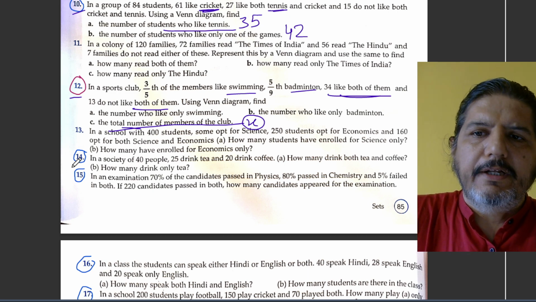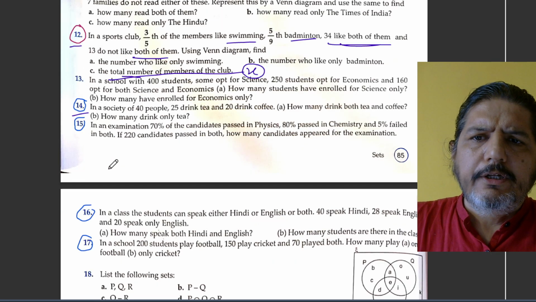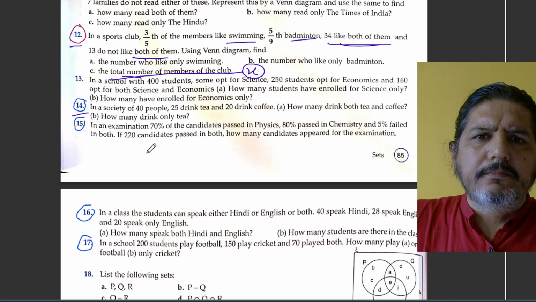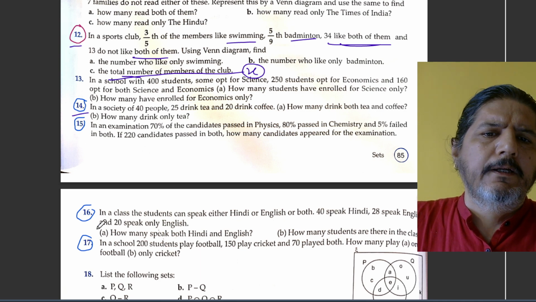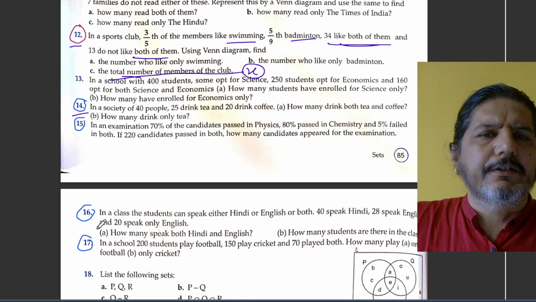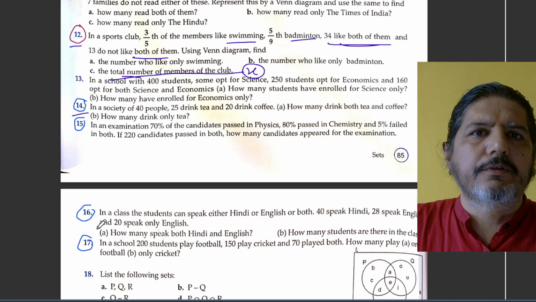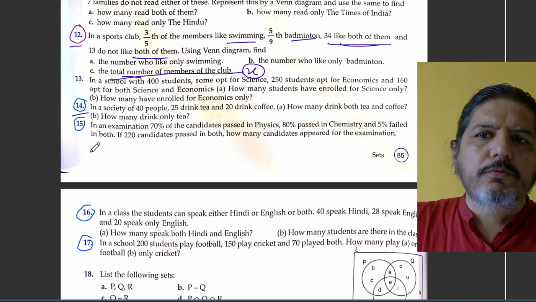So now let's move to the next question, question 14. Question 14, again an interesting question. We'll be doing all these 14, 15, 16, 17 questions so that you understand the concepts of Venn diagrams well. So let's go to question number 14.